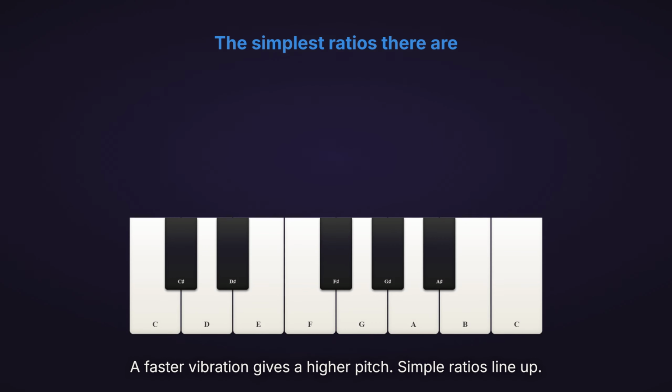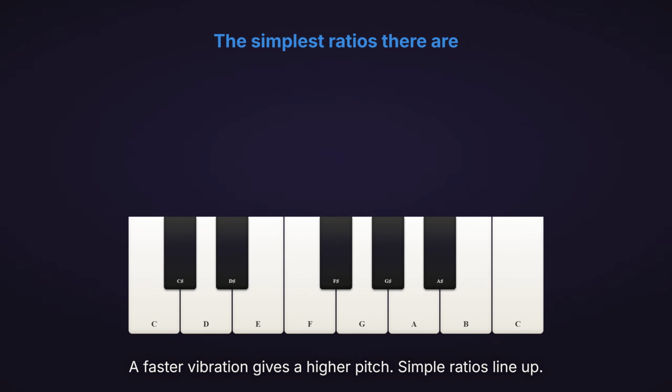Every musical note is a vibration, and a faster vibration gives a higher pitch. When two notes sound together, your ear is really comparing how their vibrations line up against each other. The perfect intervals win this comparison because they sit on the simplest possible ratios.